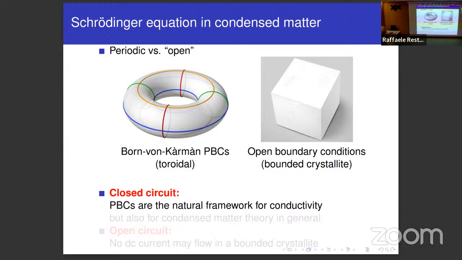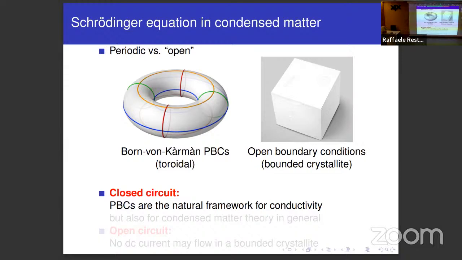If you look back at your Kittel textbook, the Bloch theorem is demonstrated starting from finite boundary conditions, then taking the limit. So all of condensed matter physics, in a sense, has to do with one kind of boundary condition, not only for solids, but even for liquids and amorphous materials.